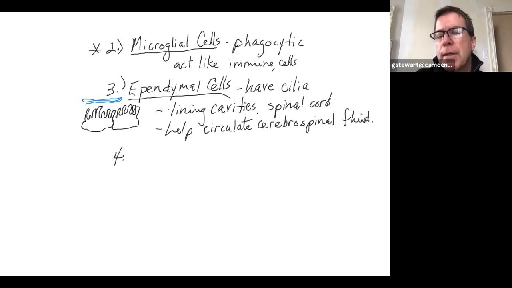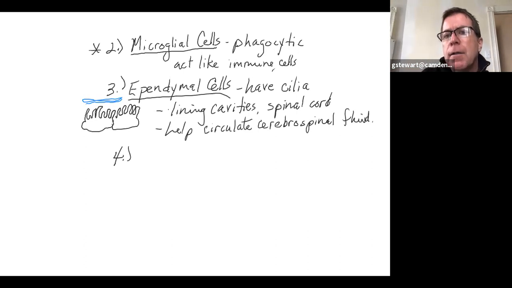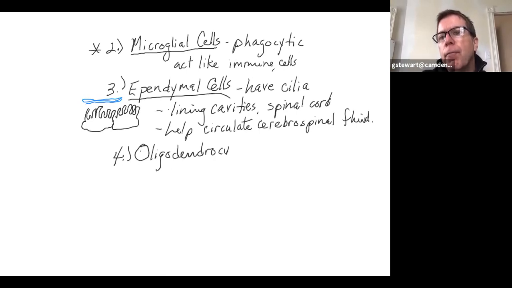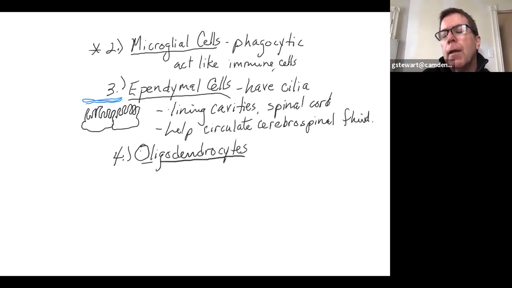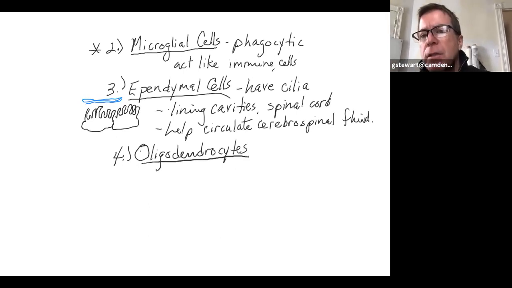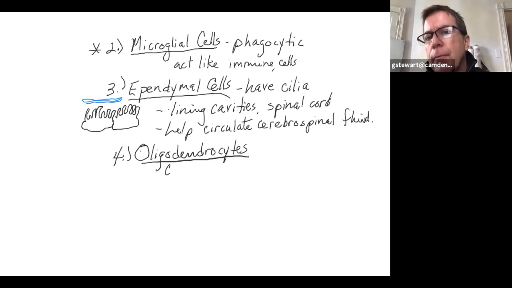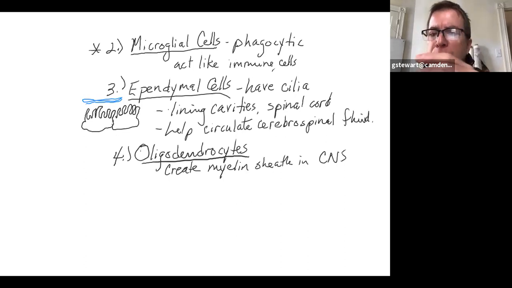Number 4, last one in the central nervous system. Remember, we're talking about support cells of the nervous system. It's a long, funny name, but they're not very complicated. Oligodendrocytes. These have the main function of creating what's called the myelin sheath in the central nervous system. That's a form of insulation that wraps around the axons of neurons.